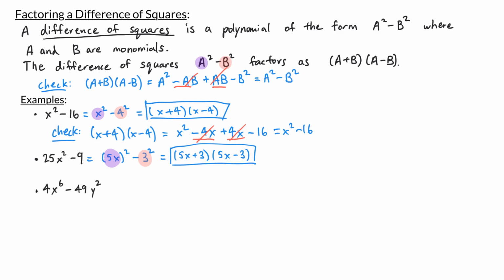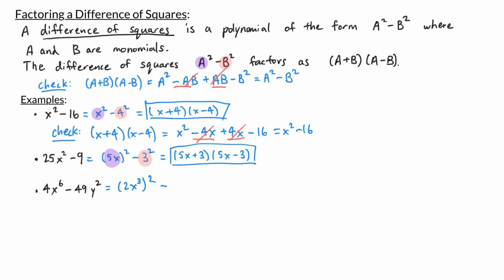In our next example, we want to factor 4x to the 6th minus 49y squared. Again, we'll want to think about this as a difference of squares. We want to write it as some monomial squared minus some other monomial squared. So looking at the first term, 4x to the 6th, can we think about this as some monomial times itself? Well, 4x to the 6th can be thought of as 2x cubed times itself. So I can write it as 2x cubed squared.